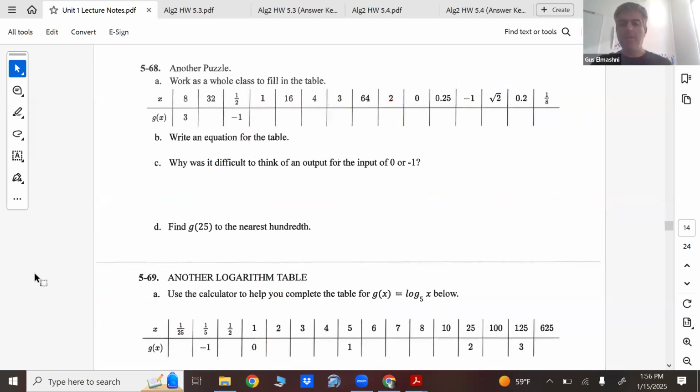Okay. Let's move on to 568. First off, we want to figure out what the equation is, and then fill out the table, and then answer C and D. So if we look at here, think of this as y, by the way, g of x. Let's just call it y. So x is 8, y is 3, or x is half, y is -1. It's going to be a log equation, just so you know.